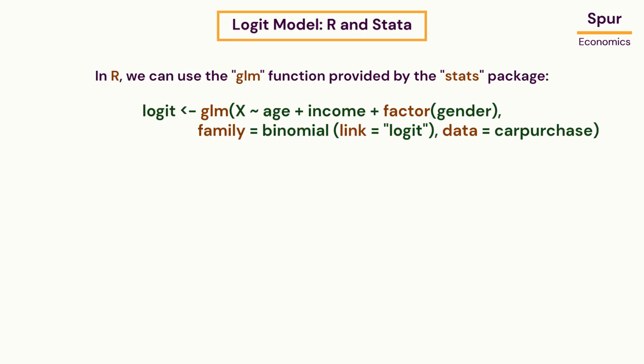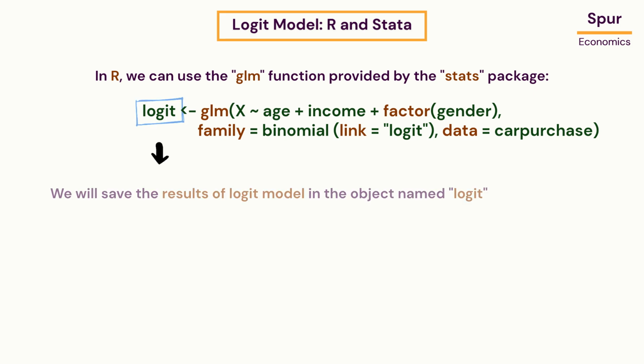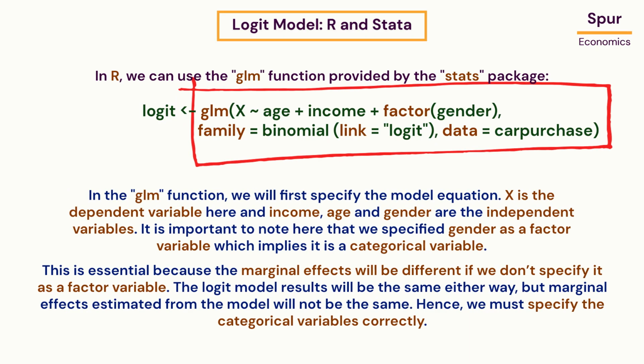Now, let us move on to the estimation of this Logit model. In R, we can use the glm function provided by the stats package. In the command shown here, we will save the results of Logit model in the object named Logit. In the glm function, we will first specify the model equation. X is the dependent variable here and income, age, and gender are the independent variables.